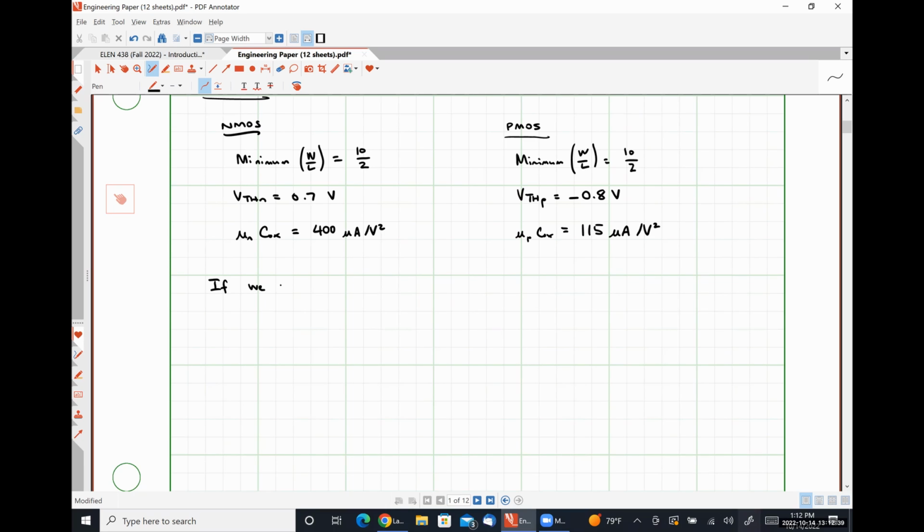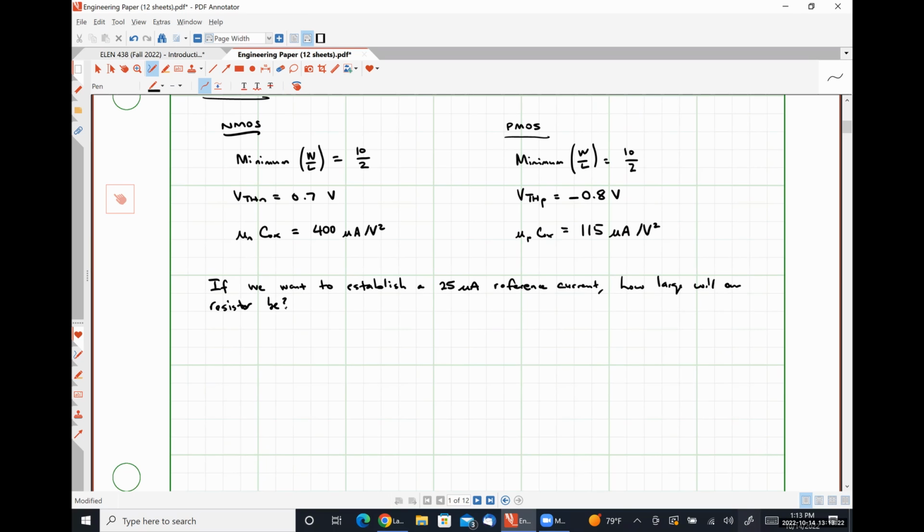So if we want to establish a 25 microamp reference current, how large will our resistor be? Simple question. We are going to assume that we are going to use the minimum possible transistor size to accomplish this. Okay.